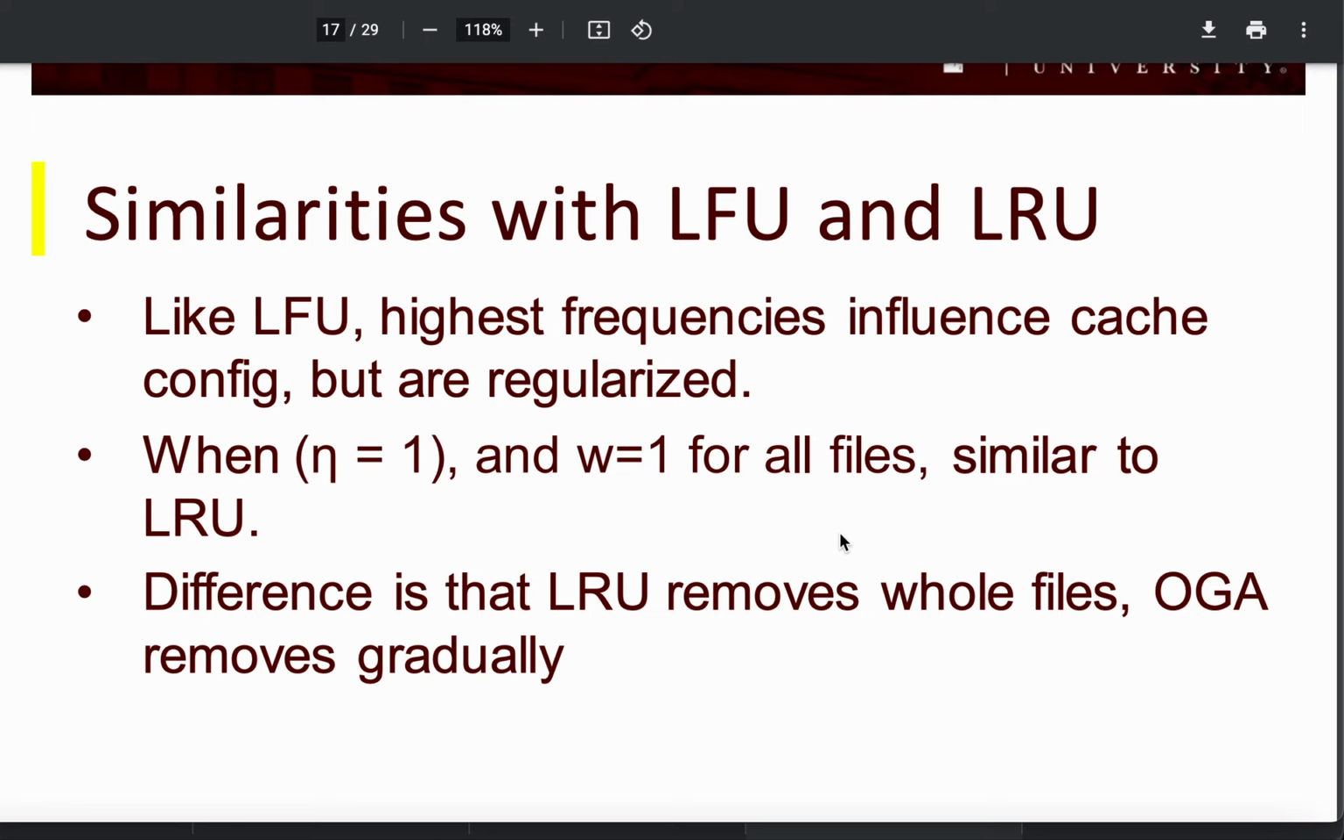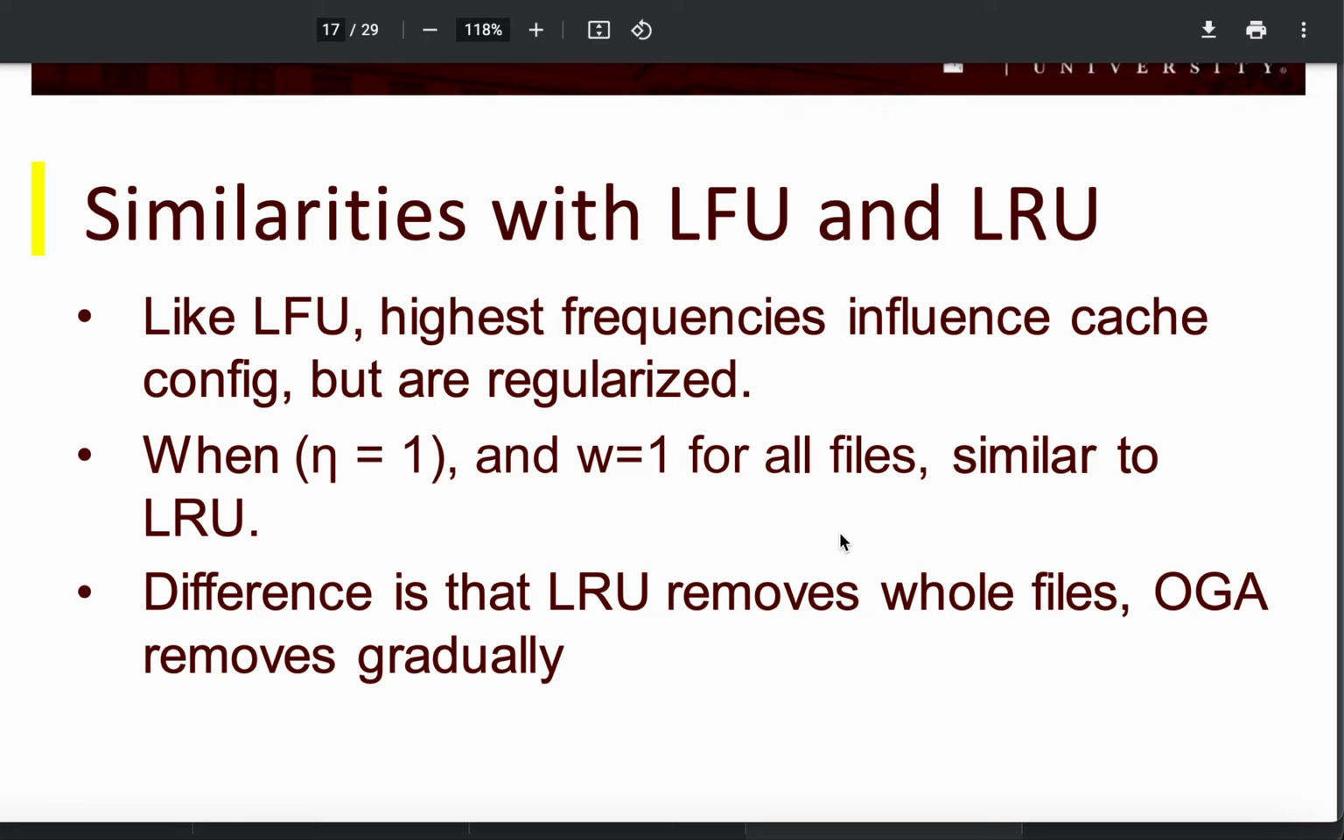So like the least frequently used algorithm, highest frequencies influence the cache, but they're regularized. By regularized I mean that, let's say in LFU, when a file is already present in the cache, we increase its frequency, but we do not change the frequency of any of the other files, right? But here, by regularization, we say that now I'm going to increase the allotment here, but I'm going to decrease the allotment for others. So it adapts, and that actually represents the probability of finding the file again. That's what I meant by regularization.